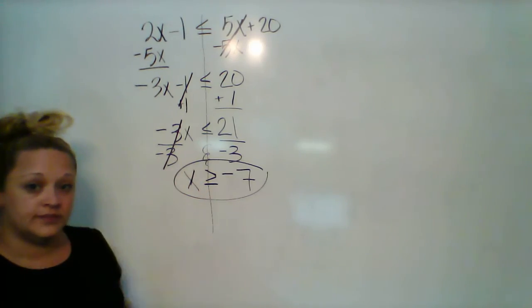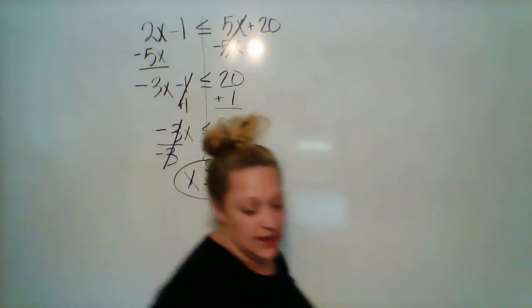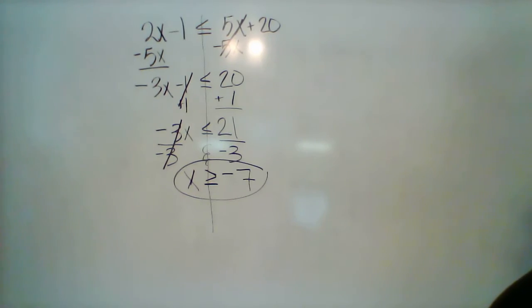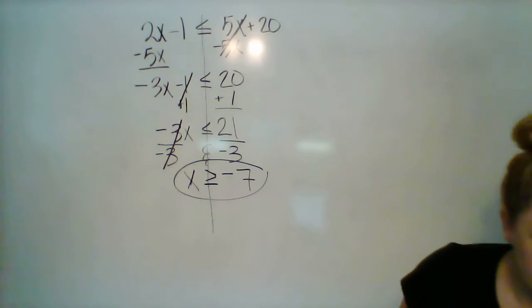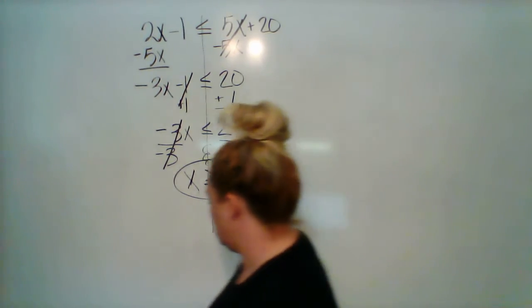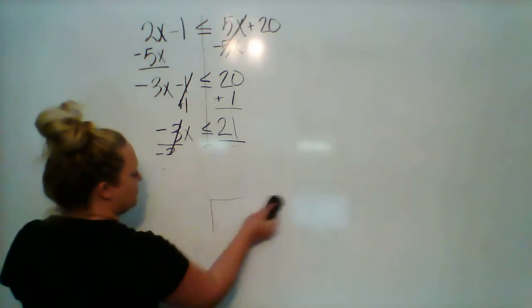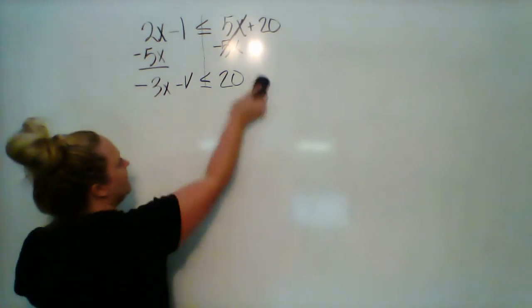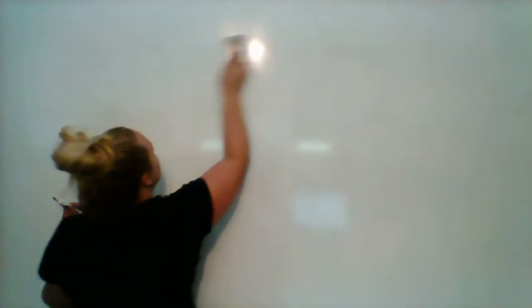Okay? Alright, so that's number 6. We're more than halfway finished. Alright. Let's see if we can be finished before Annabella finishes her puzzle. Alright, let's do number 7.